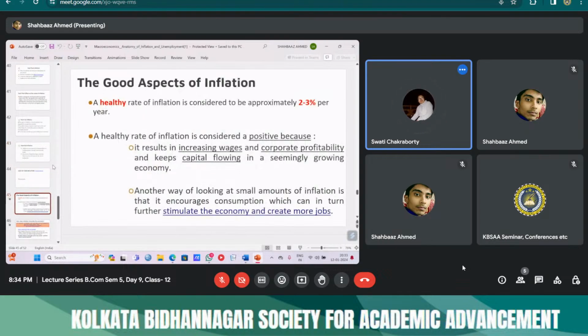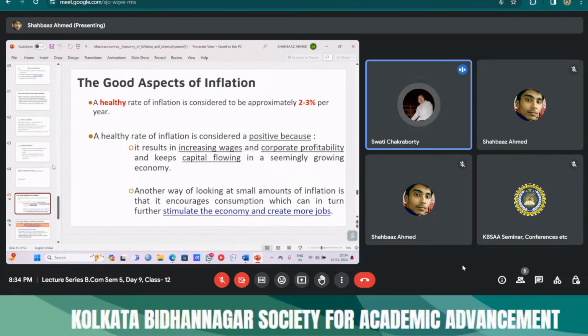Okay, so we've been talking about inflation as really bad, right? But is inflation really bad always? No. A healthy rate of inflation is considered to be approximately 2 to 3% per year. It is also needed. There is a good side also. 2 to 3% of inflation is needed for every economy. It has a positive effect, because it results in increasing wages, profits, and it helps in the capital flow in a growing economy.